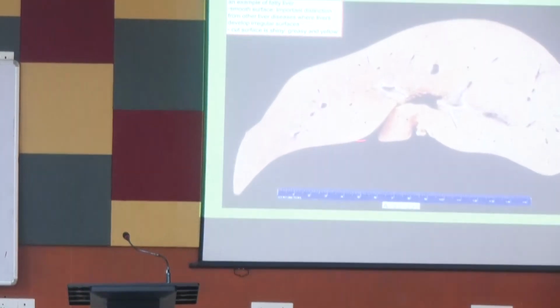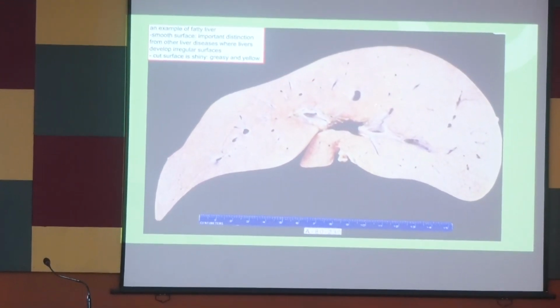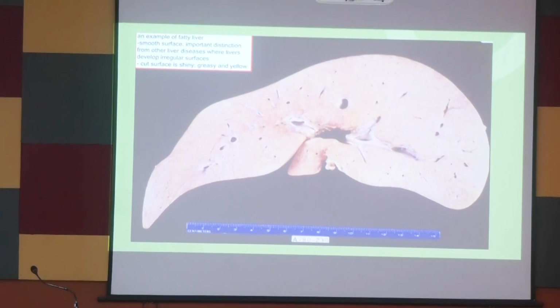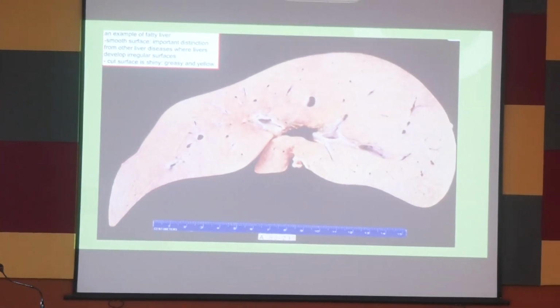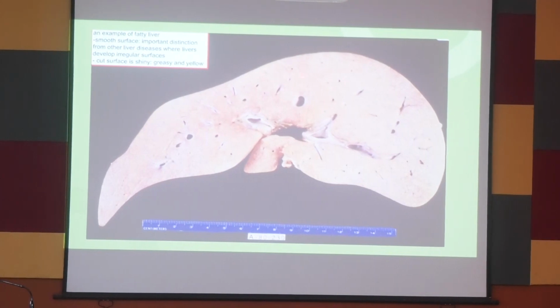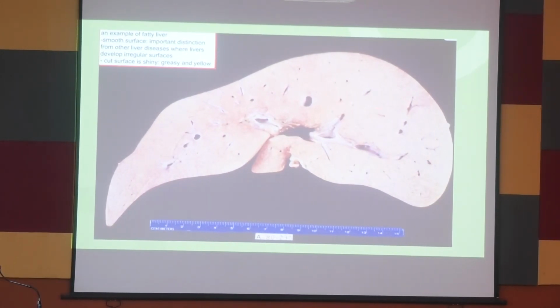Now, this is a cut surface of which organ? Liver. So, this is a gross appearance when the alcoholic steatosis or fatty liver occurs in liver parenchyma. So, on cut surface, it has a smooth glistening surface, okay? And cut surface is shiny, greasy and yellow, okay? This is liver cut surface. So, this is shiny, okay? But the cut surface is smooth.